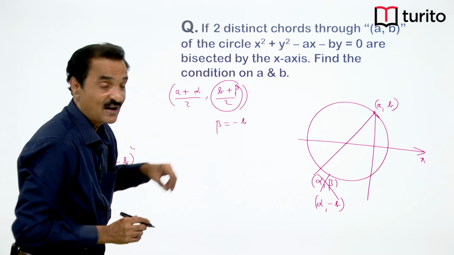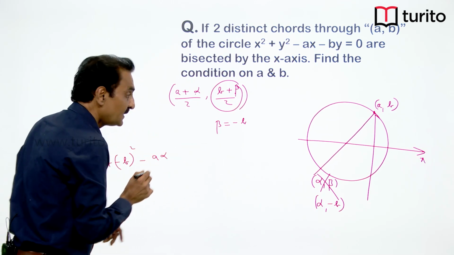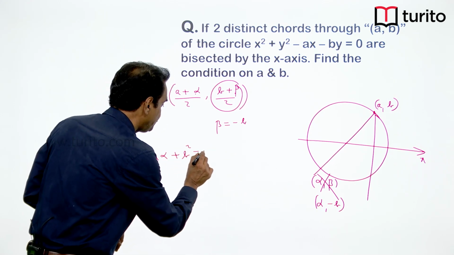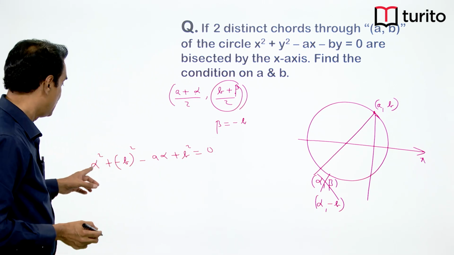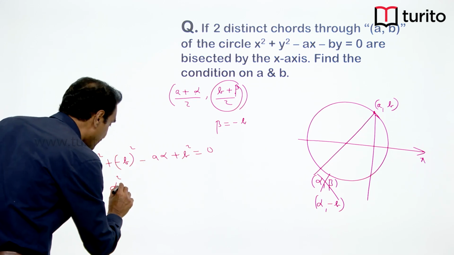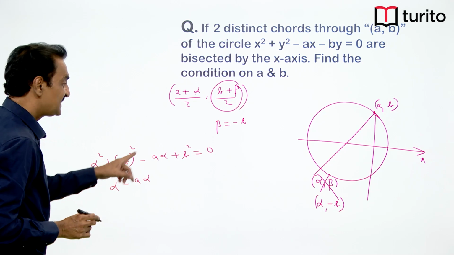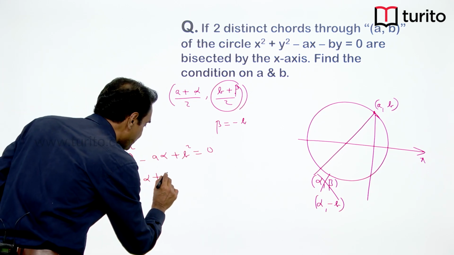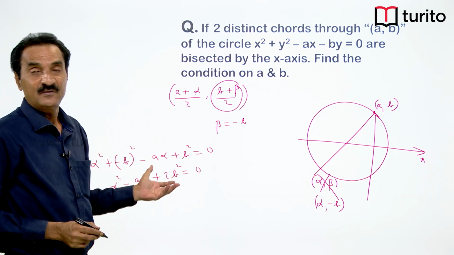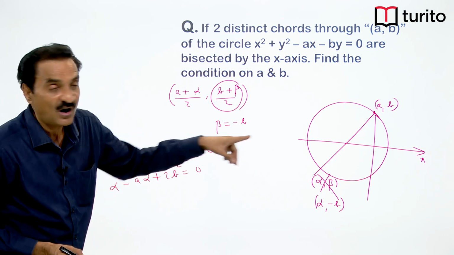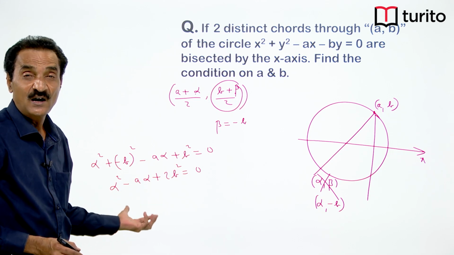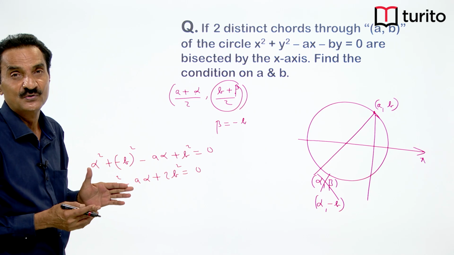minus ax means minus a alpha, next plus b square is equal to 0. Now, I can write it as alpha square minus a alpha plus b square plus 2b square, right. We got a quadratic equation, and if two distinct chords exist, then there must be two distinct values of alpha. This quadratic equation should have two distinct real roots.